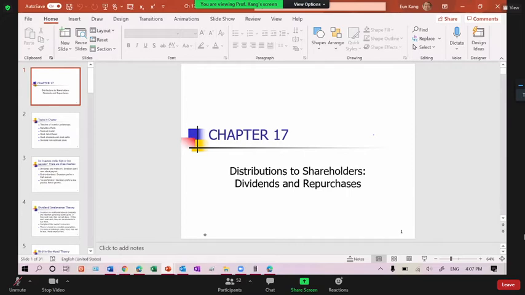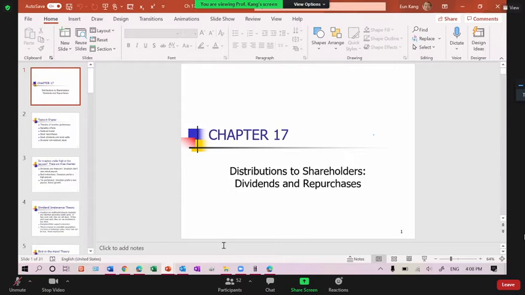distributions to shareholders and dividends and repurchases. And why do we include repurchases? Because dividends and repurchases are exactly the same in finance in the sense of cash distributions to shareholders. The only difference is what? If they pay dividends, then what? All the shareholders will get the dividend, right? All the shareholders. If they repurchase, then those who tender, meaning sell their stock back to the company, get cash, right? But they get cash, right? So in terms of cash distribution, dividends and repurchases are the same.